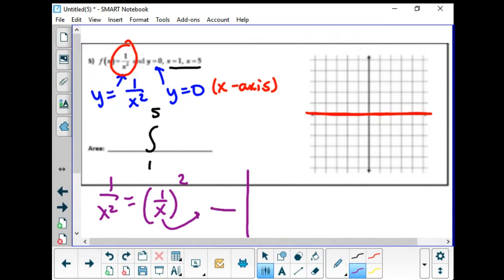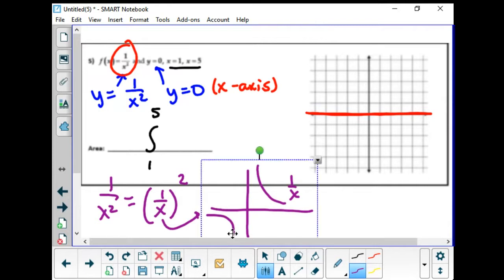Now, the 1 over x function is that one. We should know it from pre-calc. It's one of our parent functions, the parent function of our rational function group. Piece here, piece here. When I square it, the bottom little piece flips up here. It makes all the y's come out to be positive.